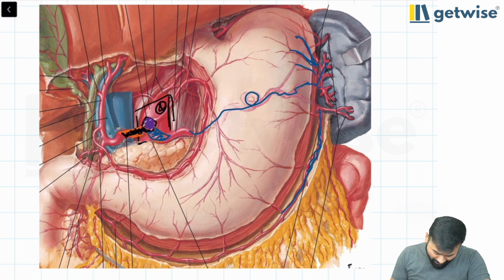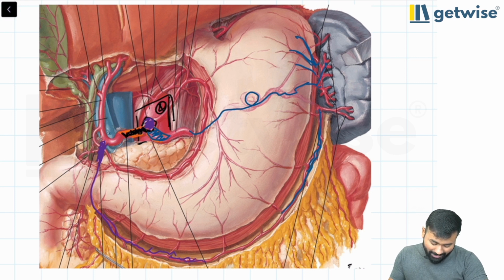Now you can also see the artery highlighted in purple. This is the gastroduodenal artery, and it is giving a branch called the right gastroepiploic artery. Likewise, the celiac trunk itself gives a branch, the left gastric artery, and the hepatic artery gives another branch called the right gastric artery.